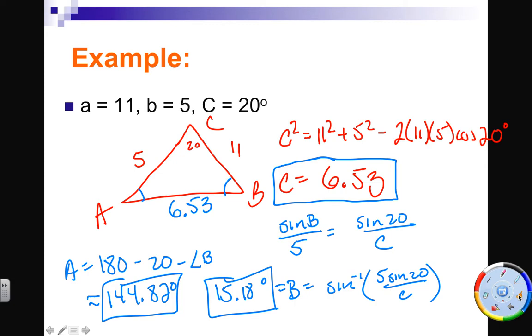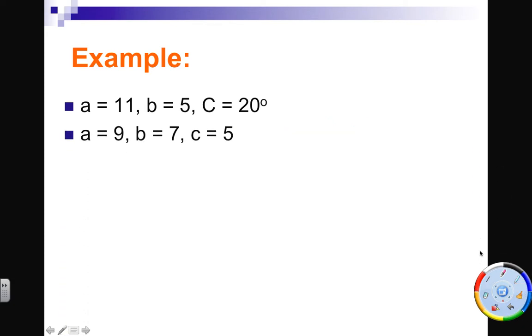All right, another example here. I think I have a side, side, side version. Oh, looky there, side, side, side. All right, I get A, B, C, 9, 7, 5. And since I'm looking for an angle, I'm going to find an angle.